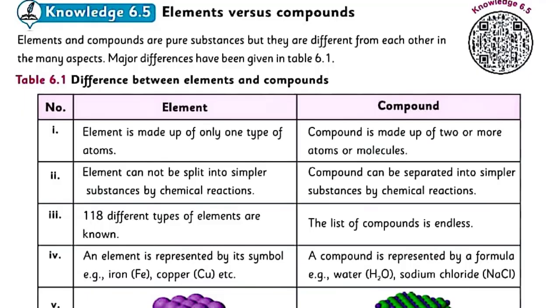Knowledge 6.5: Elements versus compounds. Elements and compounds are pure substances, but they are different from each other in many aspects. Major differences have been given in Table 6.1. Table 6.1: Difference between elements and compounds.